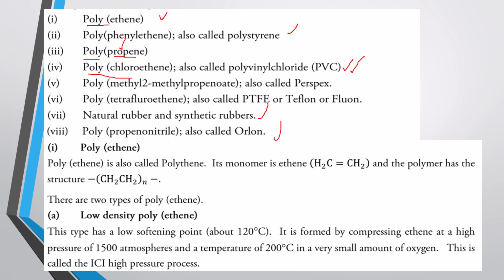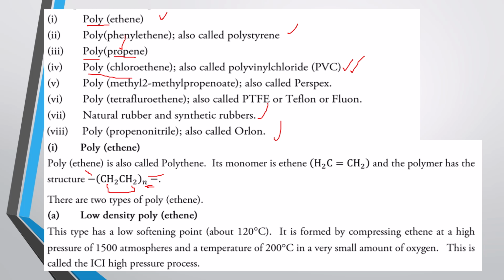Now starting with polyethylene, note that in addition polymerization, the monomer is going to have the same empirical formula as the polymer. So if it's polyethylene, you can see that our polymer has an empirical formula of CH2CH2, just like ethene. Then this n here shows that this is a polymer, together with these hyphens that are attached on either side. So here we are going to say that polyethylene is also called polythene.